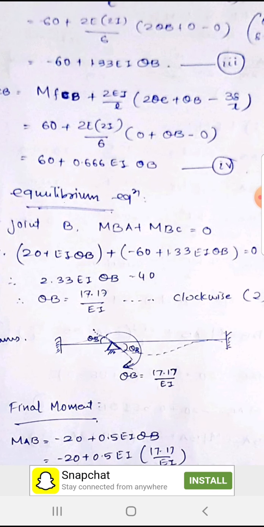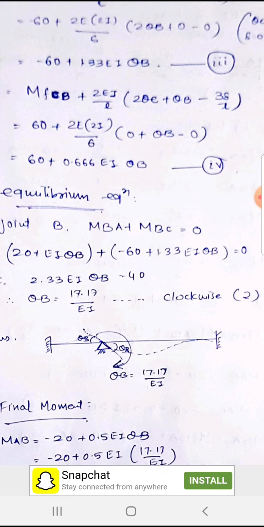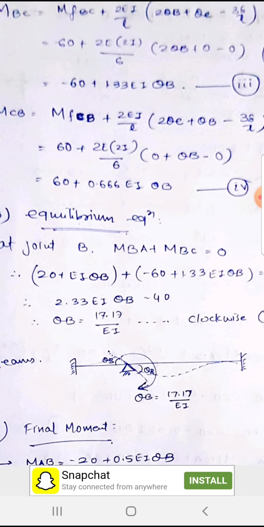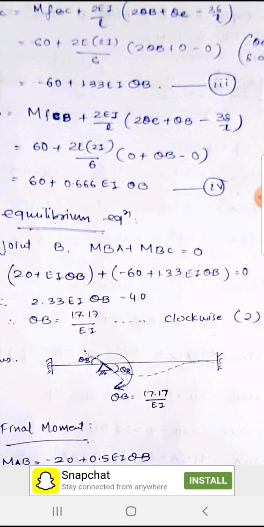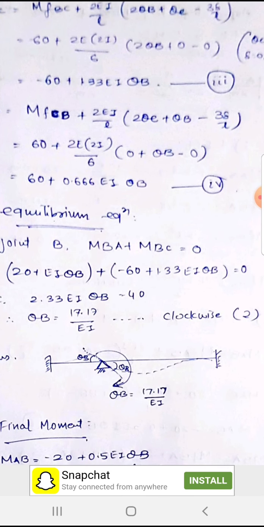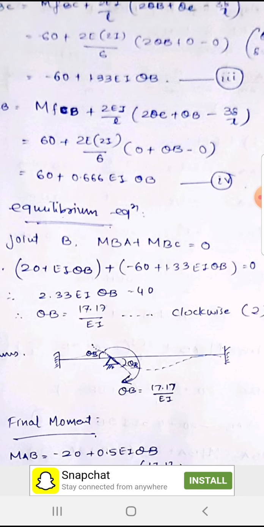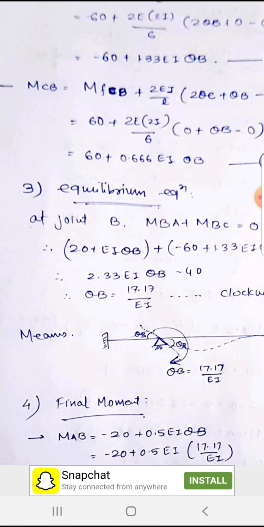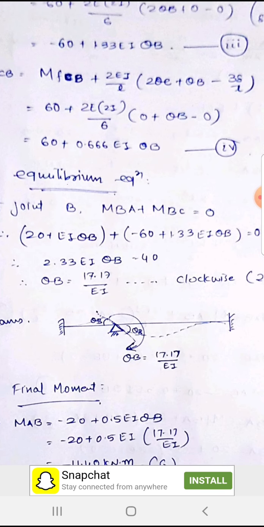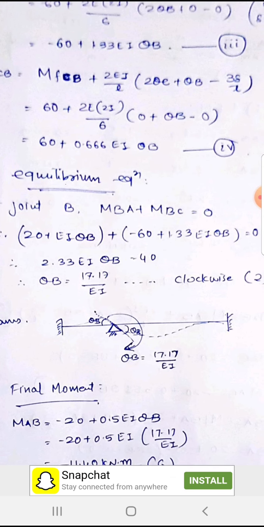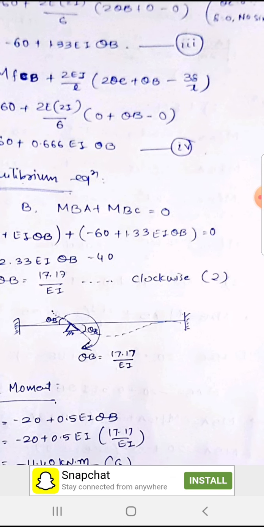At joint B, moment from B to A plus moment from B to C is equal to 0. This is our equilibrium equation. So here we have the values of MBA and MBC, which we previously found in the equations. Now summing all the equations, we can get theta B is equal to 17.17 upon EI, that is clockwise.